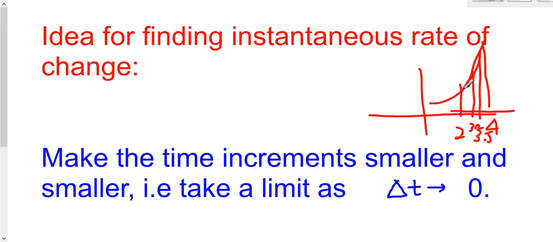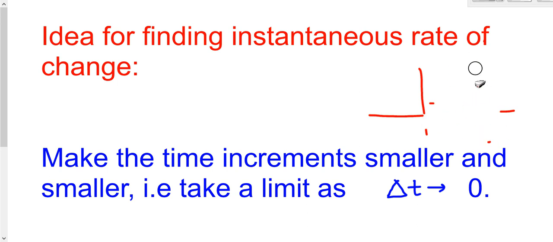Because we know how to find the slope of this line, then the slope of this line, then the slope of that line. As these points are getting closer and closer, eventually we're going to find the rate of change at the moment that we're trying to find. So the idea lies in letting the time increment get smaller and smaller, shrinking the time interval, and using the idea that we know how to find average rate of change, but do average rate of change in a sequence of smaller and smaller intervals of time.